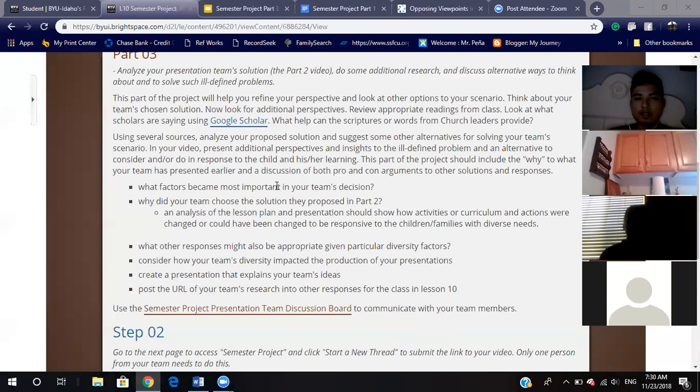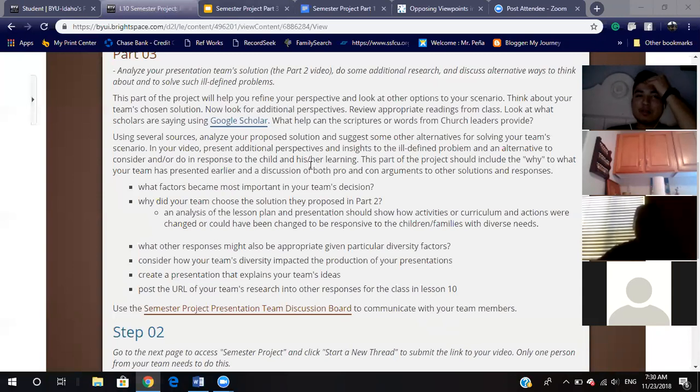So the last question I was going to go over was why did your team choose the solution they proposed? It talks about analyzing the lesson plan. But the thing is that we didn't really analyze the lesson plan. We just picked a random lesson plan and thought, okay, this works in the activities in the curriculum. So I'm not sure we put too much thought into how it would be responsive to the children's families with diverse needs. I think it would be good to just stay the same. I don't know if that really is a bad idea, but I think it'll be good.